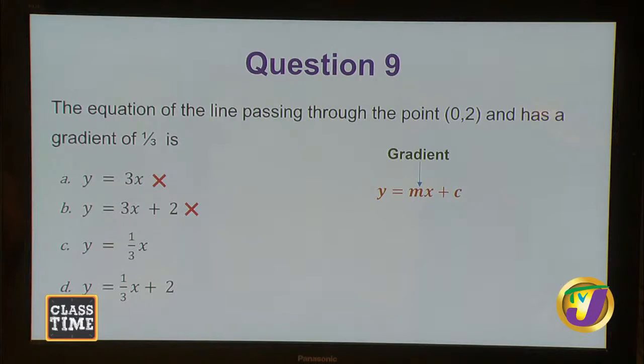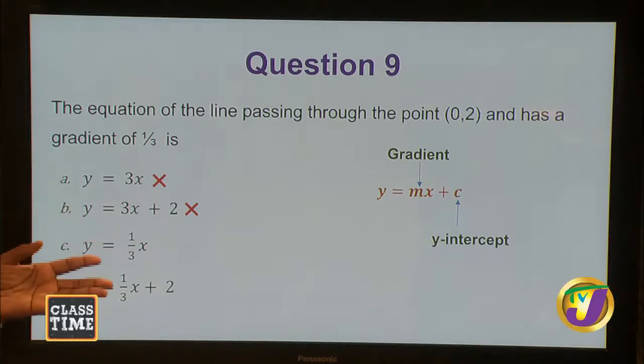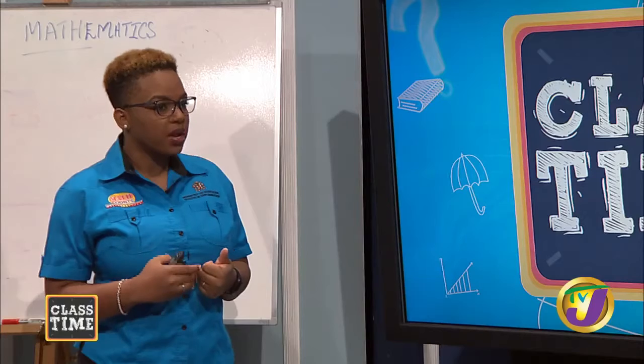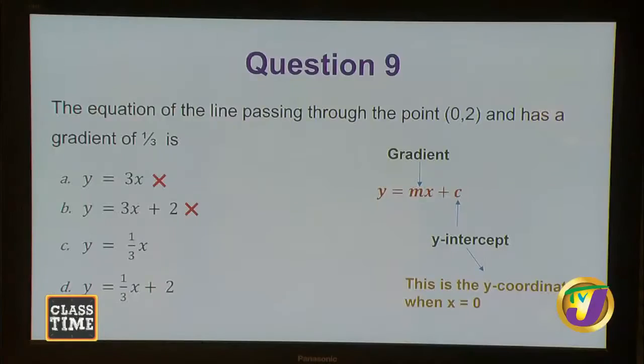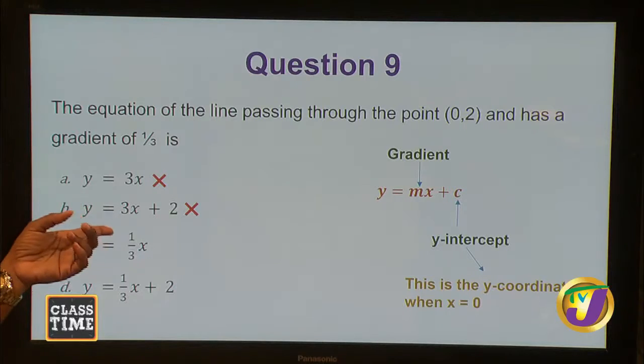But we know that the c value represents the y-intercept. What happens at the y-intercept? This is the y-coordinate when x equals 0, the point where the curve cuts the y-axis. Remember, this is a line. The line cuts the y-axis.